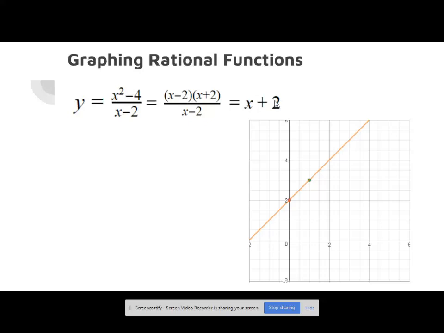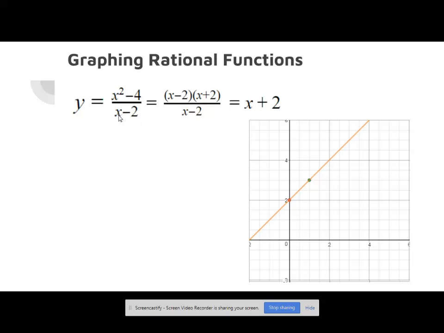However, we're not quite done. We've graphed y equals x plus 2, but we got to look back at this original function here, because really this is what we're supposed to be graphing. We've simplified it to make it easier to graph, but we do have to look back here. The problem with this rational function is that you can't divide by 0. When we simplified it, that wasn't an issue. X plus 2 is fine. But back here at the original function, you can't divide by 0. So we have to be careful with these rational functions.